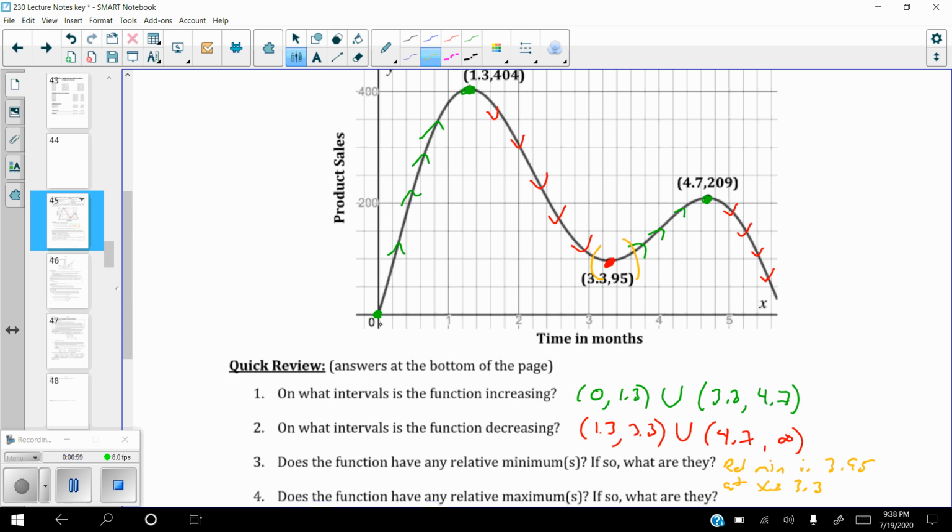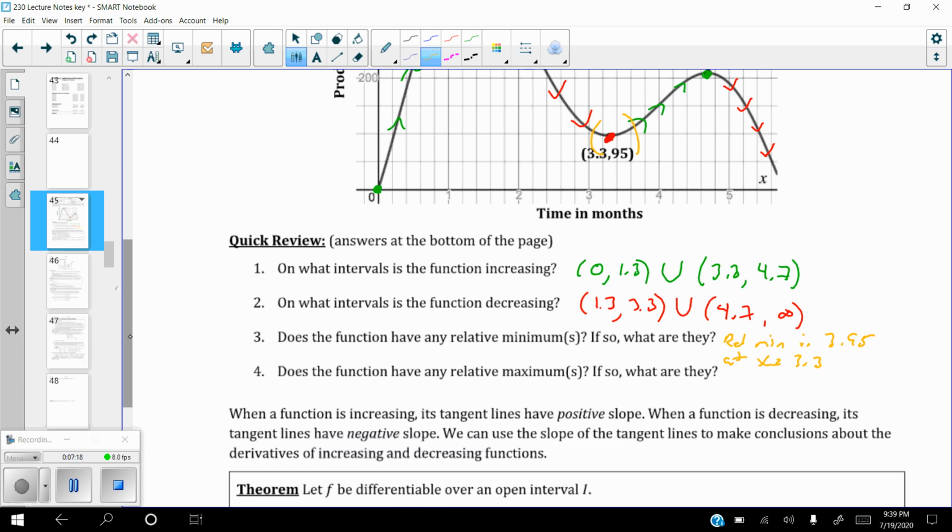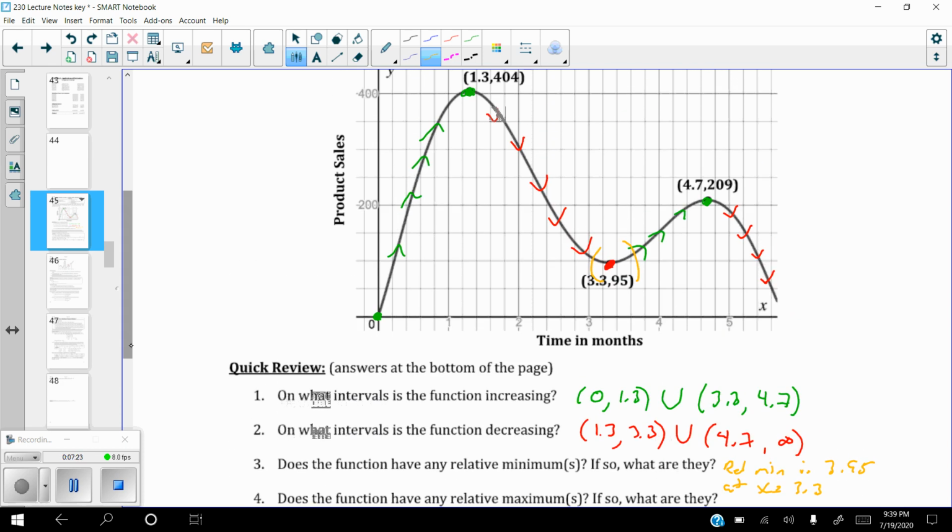You might say, well, what about this piece right here over at 0? That looks like it's the bottom, but it never goes back up. To be a relative minimum, it must change direction. It's got to go from down to up. Likewise, to be a relative maximum, you're going to have a change from up to down. So it looks like on my graph, I have two of those. I've got one right here, which changes from up to down, and then one right here, which also changes from up to down.